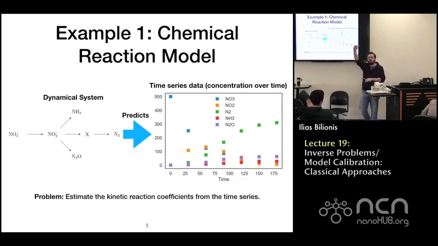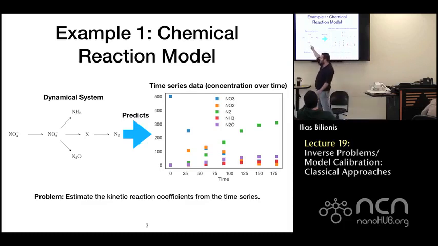Okay, maybe there are two X's, an X1 and an X2, or 3. But the problem here is to use the time series data, concentrations of the different chemicals measured at different times, to figure out the kinetic reaction coefficients, which are some coefficients in a differential equation that we're going to see in detail later on. We're going to spend quite some time there. So that's the first inverse problem that we're going to look at.